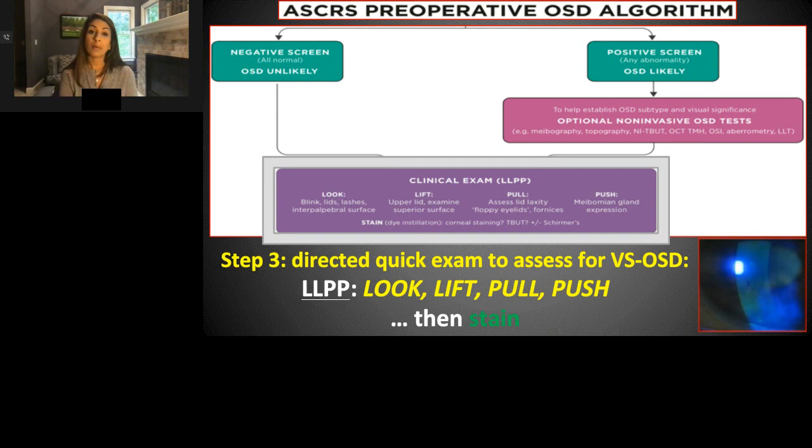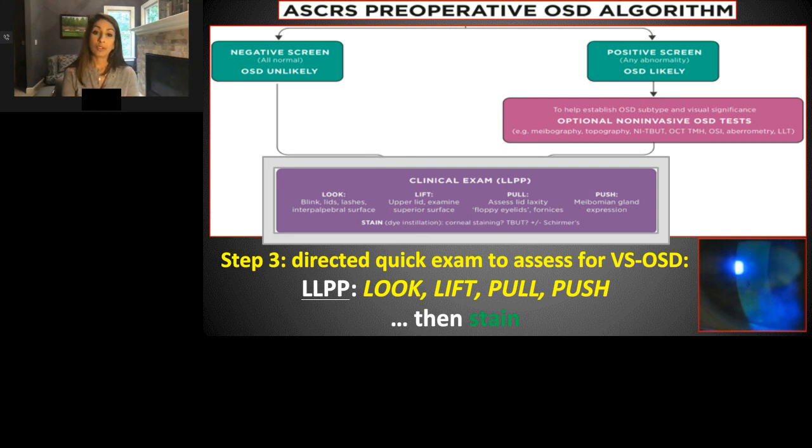From there, the clinical exam is really important. And, of course, when we're ready to do cataract surgery, we're diving right to our slit lamp exam to see what the cataract looks like. But before you do that, we recommend a targeted or focused ocular surface exam. And we came up with the mnemonic LLPP: look, lift, push, pull.